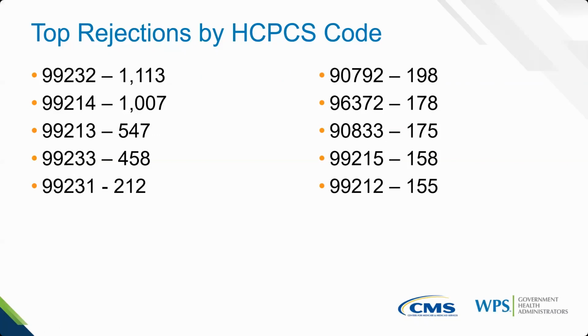90792 is a diagnostic psychiatric evaluation with medical service. That was one of the top rejected claims for specialty 26 providers in our jurisdiction. Could be due to frequency, because the policy for psychiatry and psychology services, and I'll show you where to find that in just a bit, actually states that we allow 1 per 6 months unless there are certain situations that are documented in the medical record. So that is likely frequency.